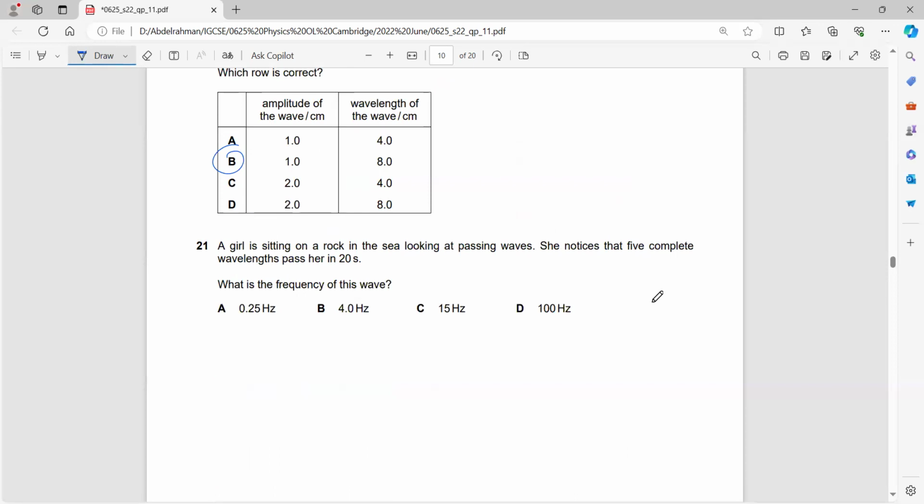How do I calculate the frequency? Frequency equals the number of waves divided by time. The number of waves is 5 divided by time, which is 20. 5 divided by 20 is 0.25 hertz.